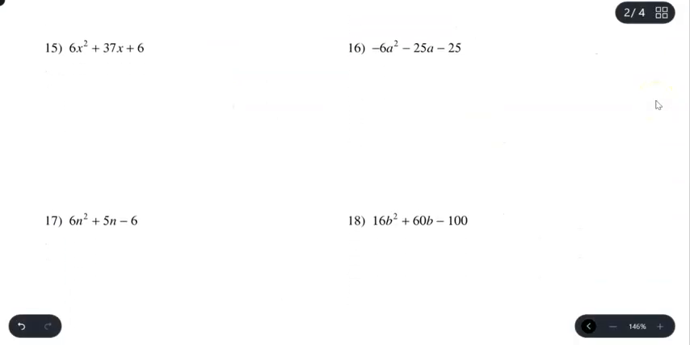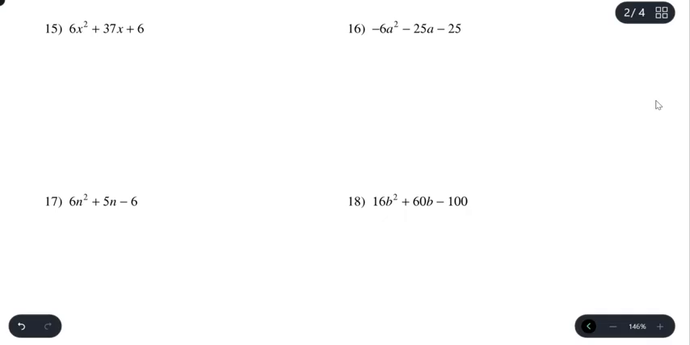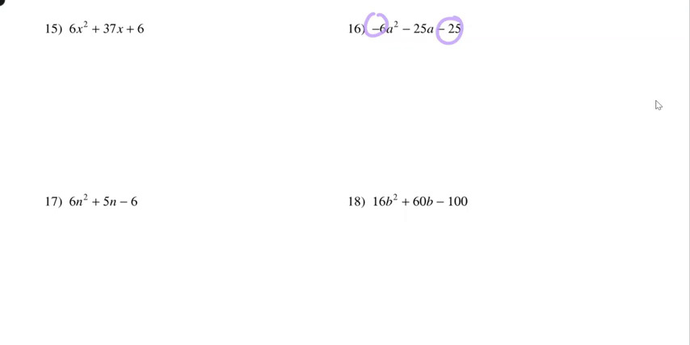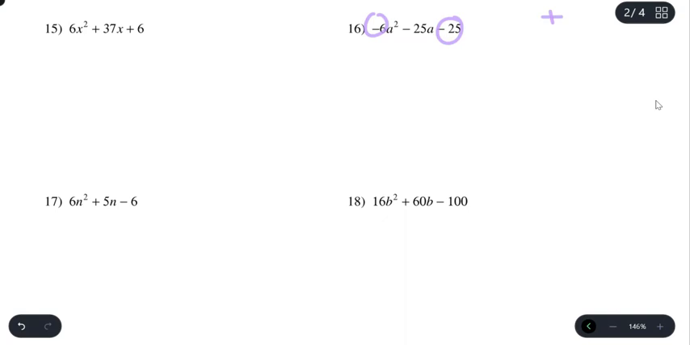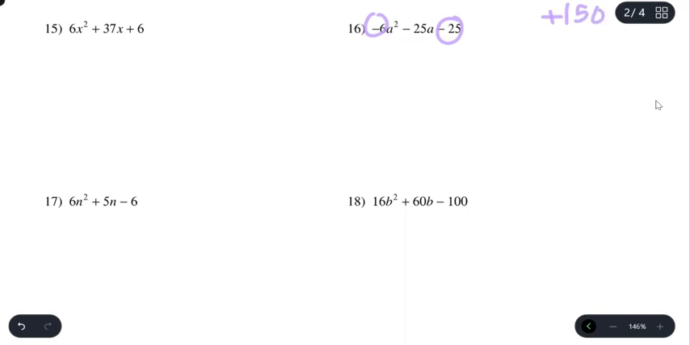If you have a negative lead coefficient like you do for number 16 here, you do the same thing. You're going to follow the AC method. So negative 6 times negative 25. So that's a negative times a negative, so you're going to come out with a positive. And 6 times 25 is 150. So I've got to factor 150.